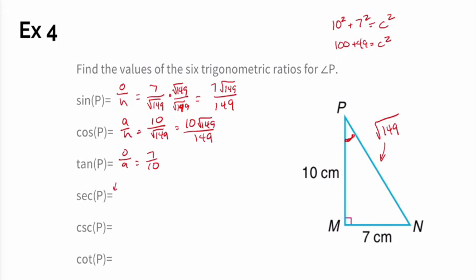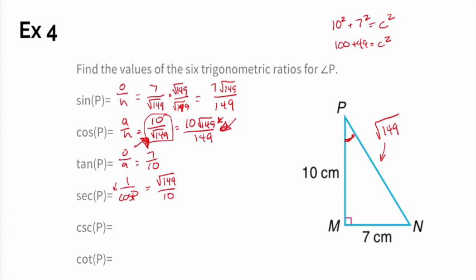Secant P is 1 over cosine P. If our cosine P was 10 over the square root of 149, this is going to be the square root of 149 over 10. When you're taking the reciprocal, take the first one, not the rationalized version, because then when you take the reciprocal, you end up with the radical in the denominator again, and then you have to rationalize it again, and then you have to simplify again, and it gets you the exact same answer, but takes like 3 more steps. So, save time, work smarter, not harder, and use the original form, and just take the reciprocal of that.